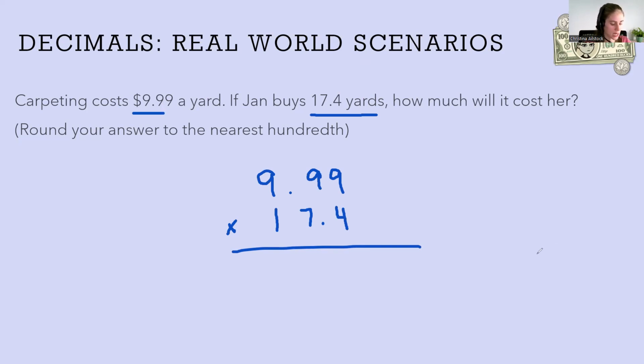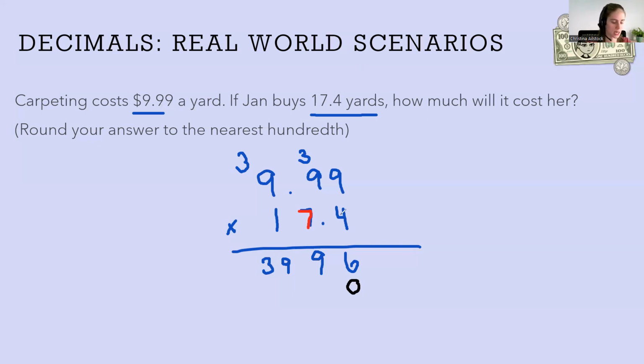So 4 times 9 is 36. Carry the 3, bring down the 6. 4 times 9 again is 36, plus that additional 3 would be 39. And then 4 times 9 again would be 36, plus the additional 3, 39. Now, before we can go on and multiply by our next number of a 7, remember, because we're moving over to the next place value, we have to enter a 0 to show that we're moving over and now multiplying by the tens place in this case.